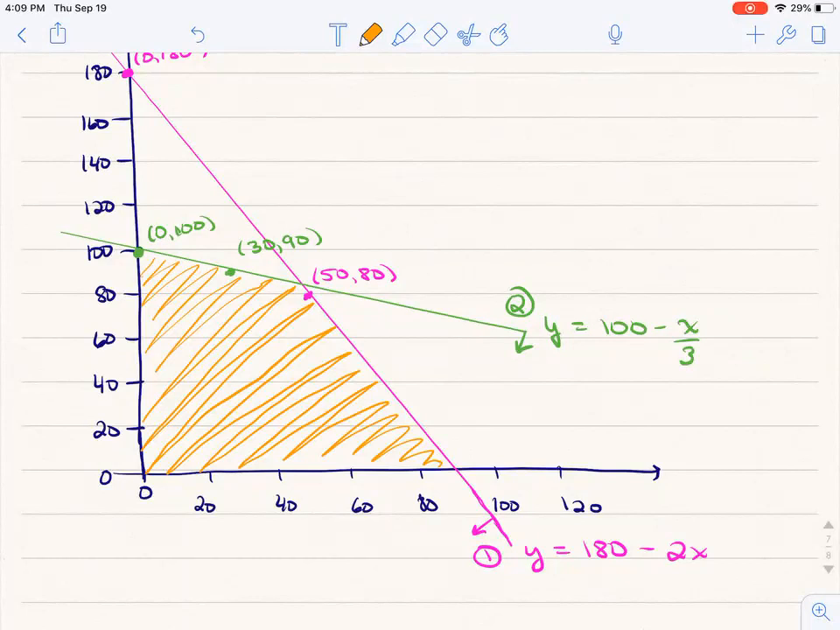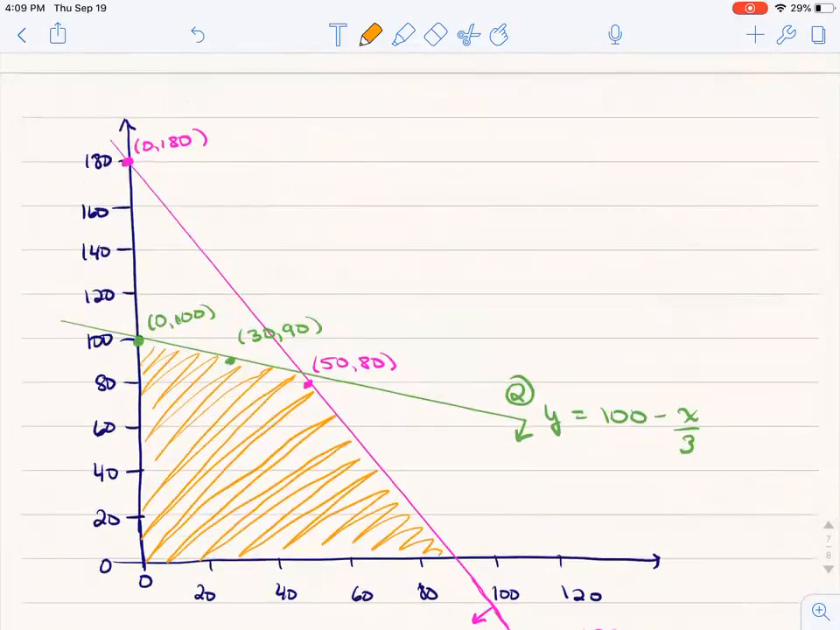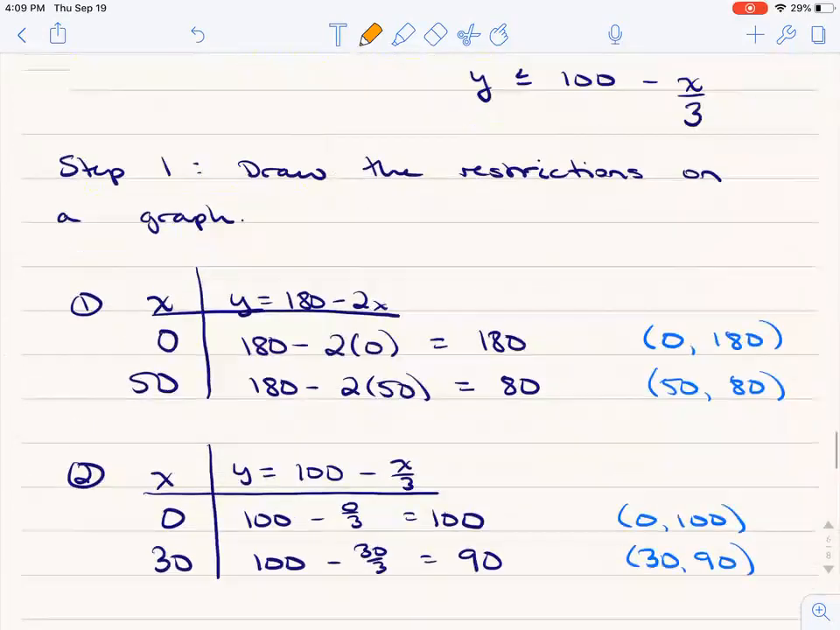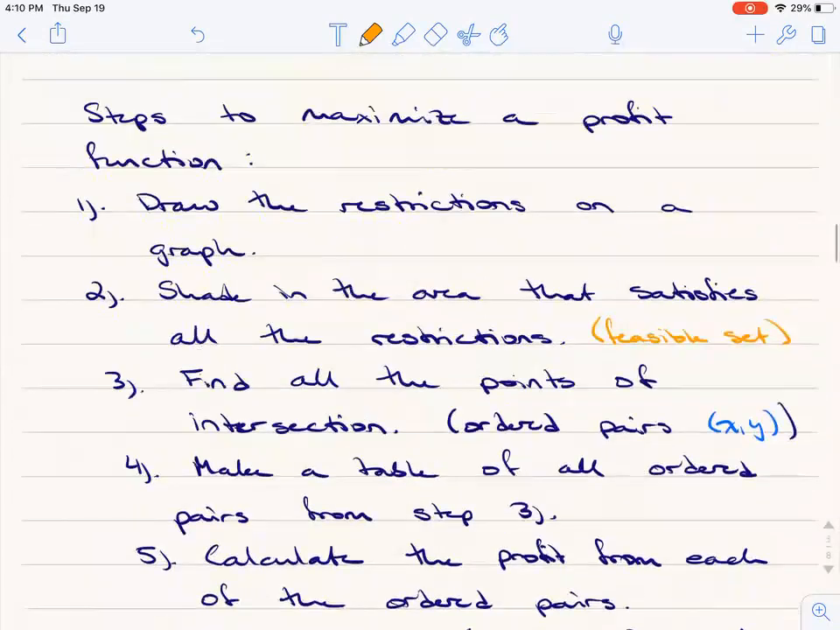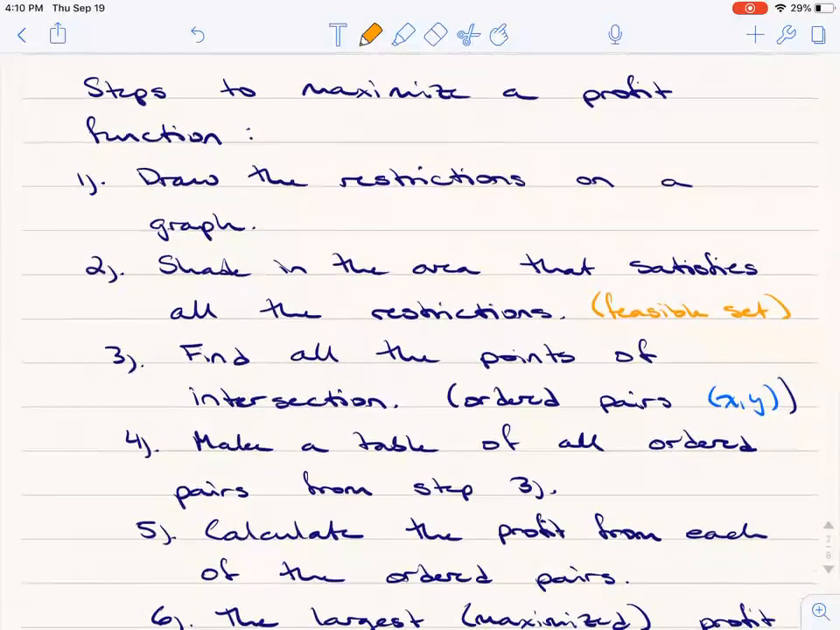All right. So going through our steps here. We go back way, I'll scroll back, you don't have to. We drew the restrictions, we shaded the areas, so that was step 2, we found the feasible set.